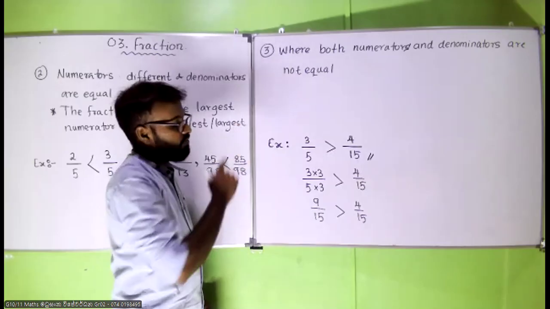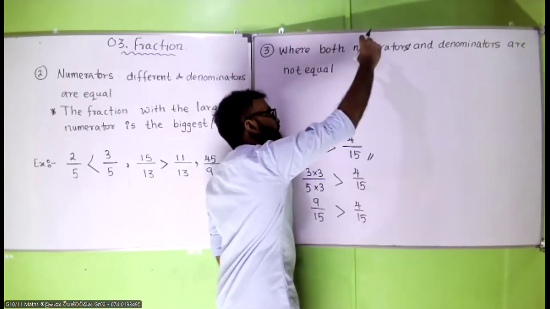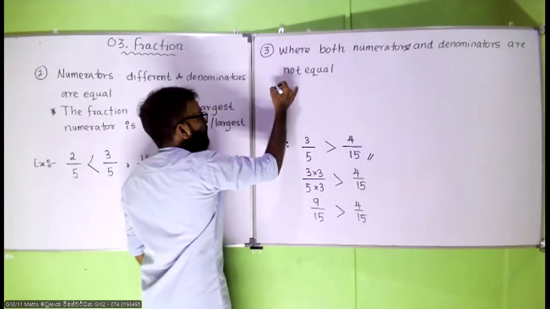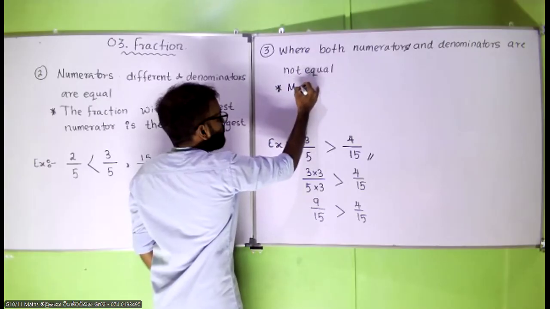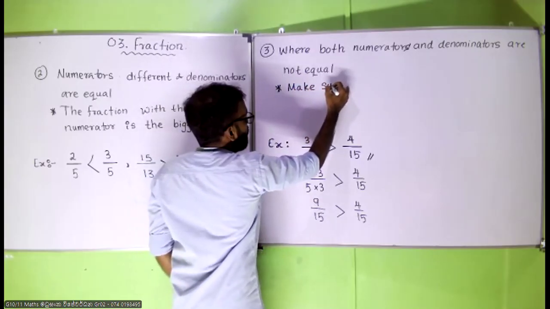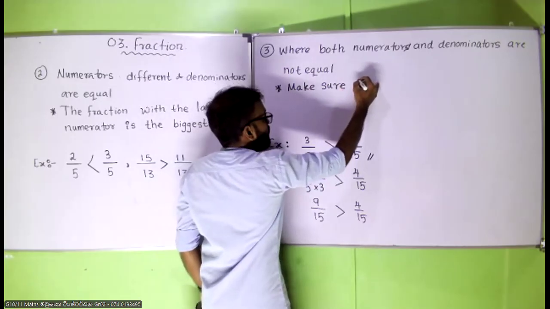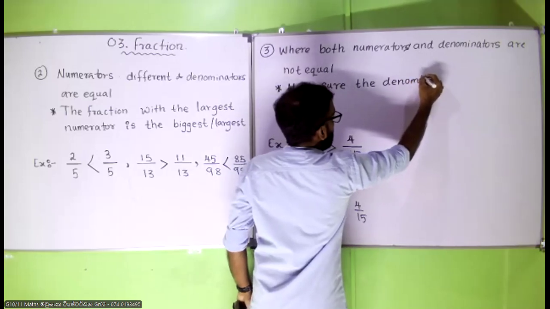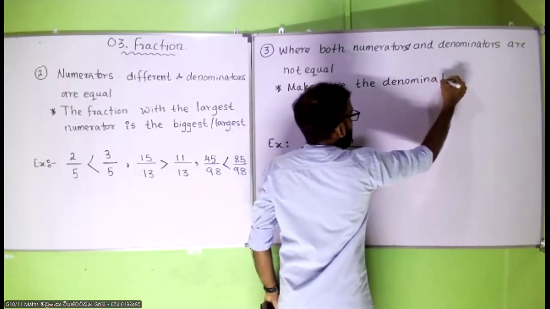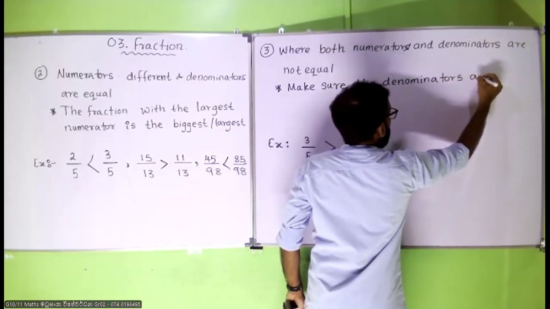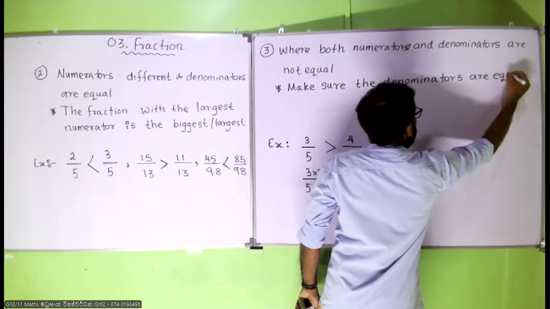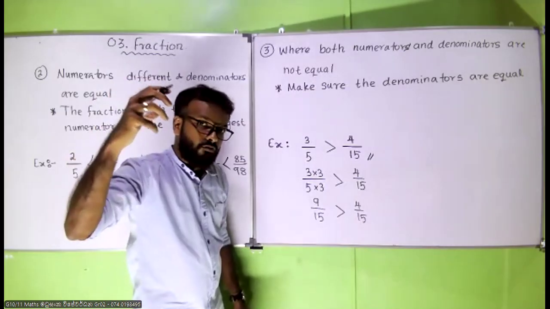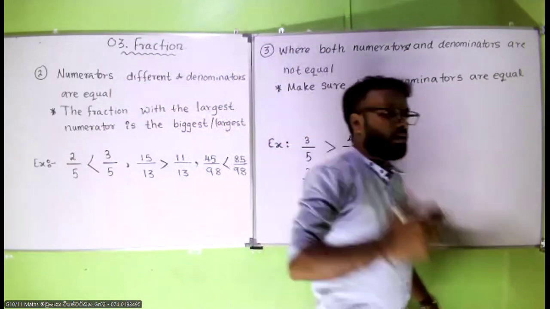Correct? Right. So in this case, where both numerators and denominators are not equal, the thing you need to do is make sure the denominators are equal. In other words, find LCM. Keep that in your mind.